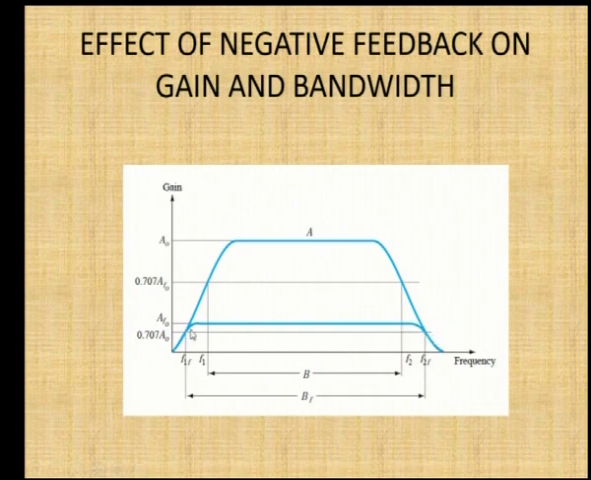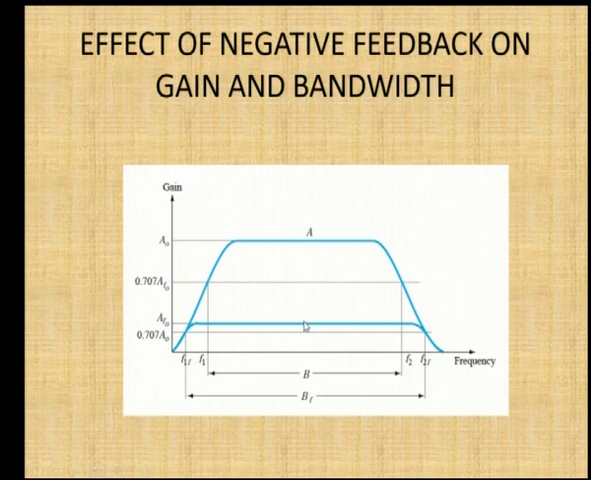And here also, again from 3 dB, wherever this 3 dB line cuts the frequency response curve, that intersecting point will give you the upper cutoff frequency and the lower cutoff frequency. Here the lower cutoff frequency is reduced and the upper cutoff frequency is increased by the same factor of 1 plus beta A. And so, the difference between these two frequencies is the bandwidth of the amplifier with the feedback.